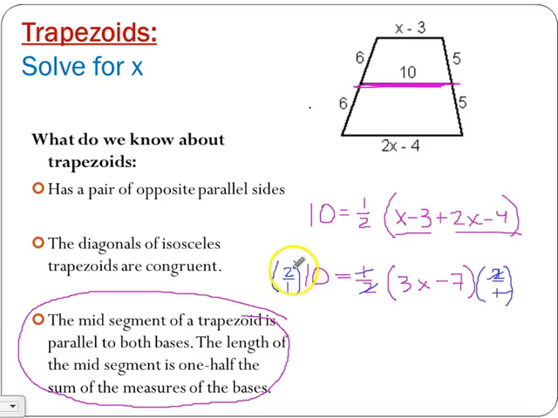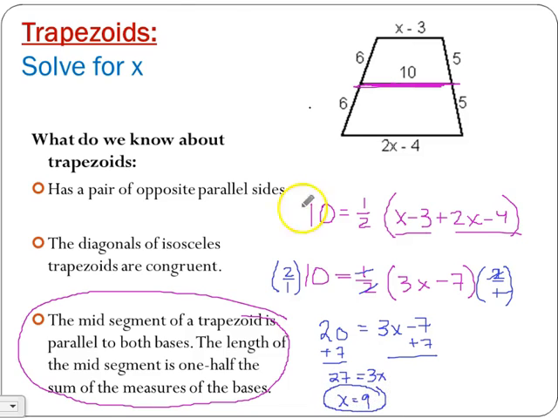So now we've got 2 times 10 is 20. Then we just got that 3x minus 7. We got to solve for x, so we're going to add 7 next. 27 equals 3x. Divide each side by 3. 27 divided by 3 is 9, so x would equal 9. So we solved for x.